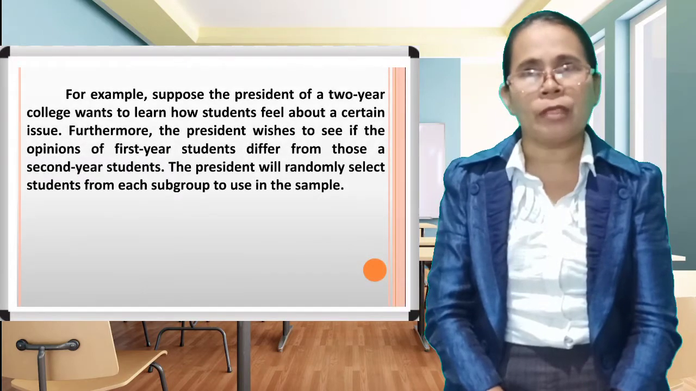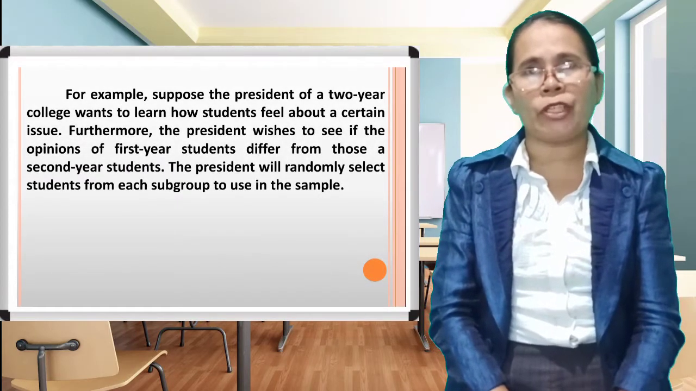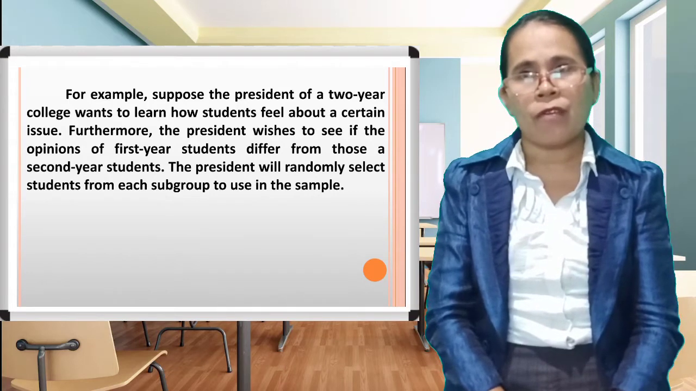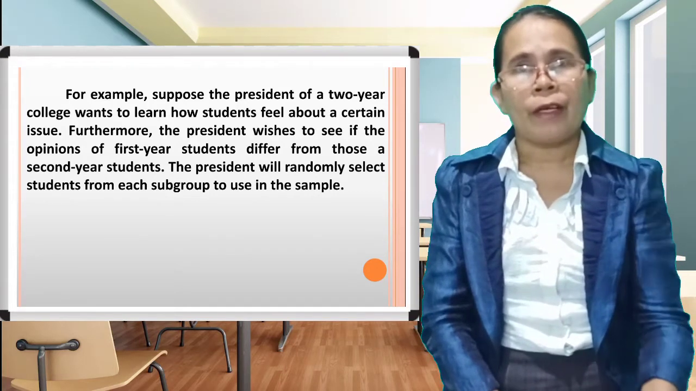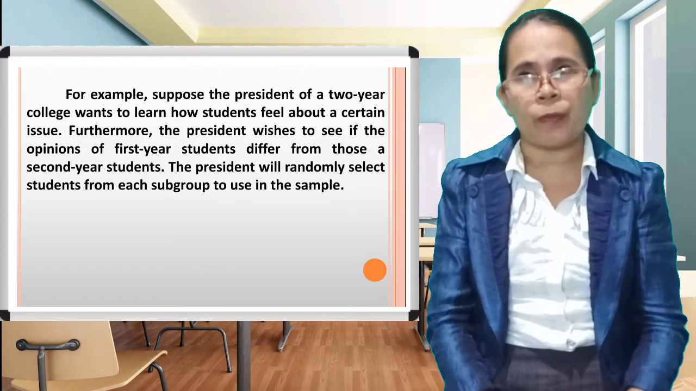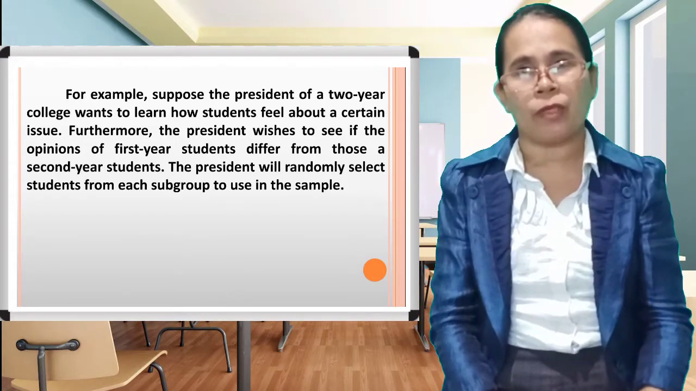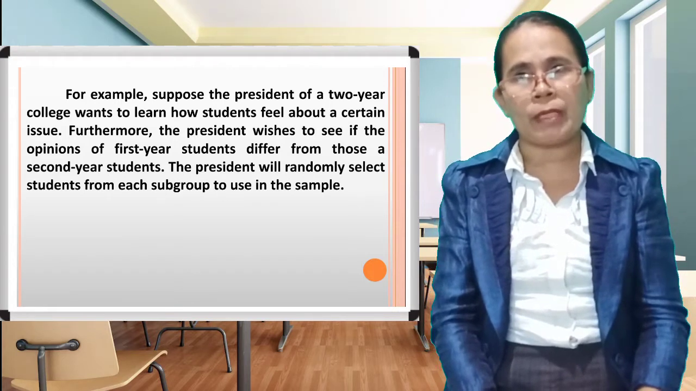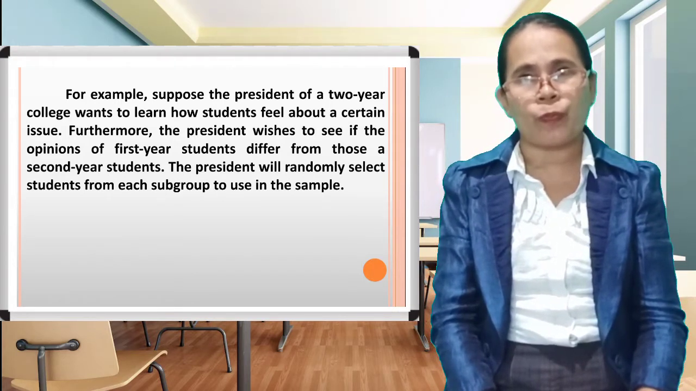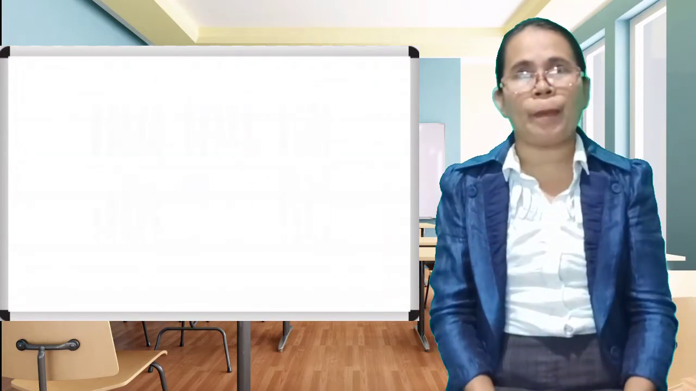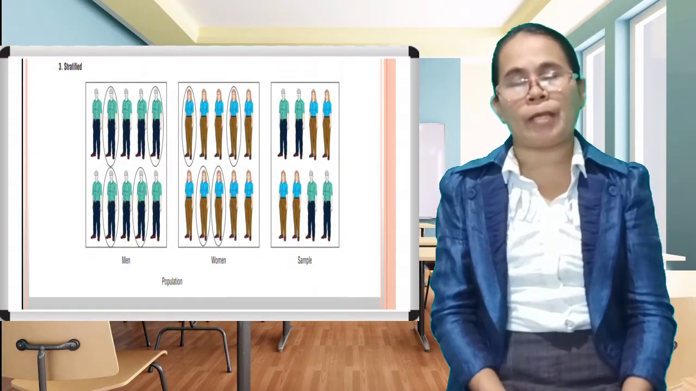For example, suppose the president of a 2-year college wants to learn how students feel about a certain issue. Furthermore, the president wishes to see if the opinions of first-year students differ from those of second-year students. The president will randomly select students from each subgroup to use in the sample. This is an example of a stratified sampling.